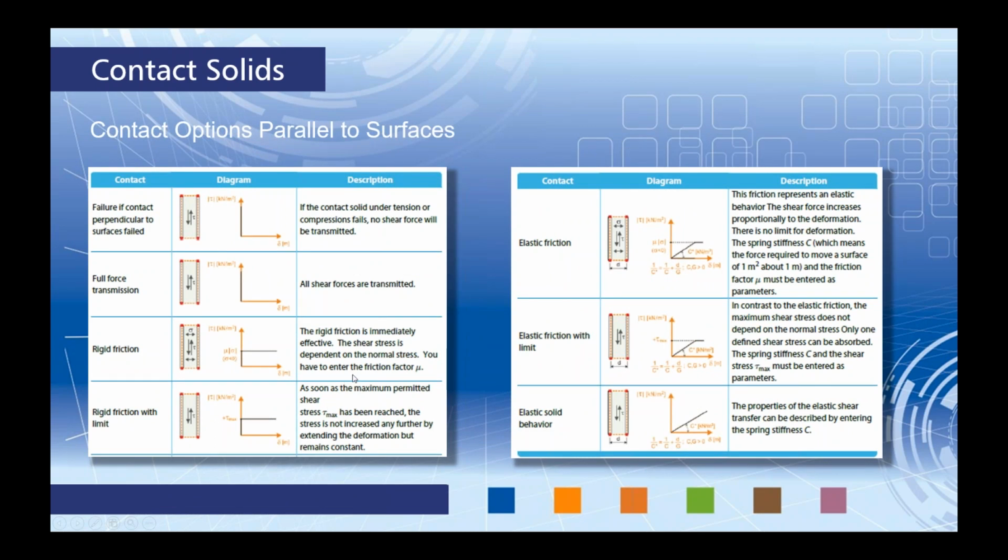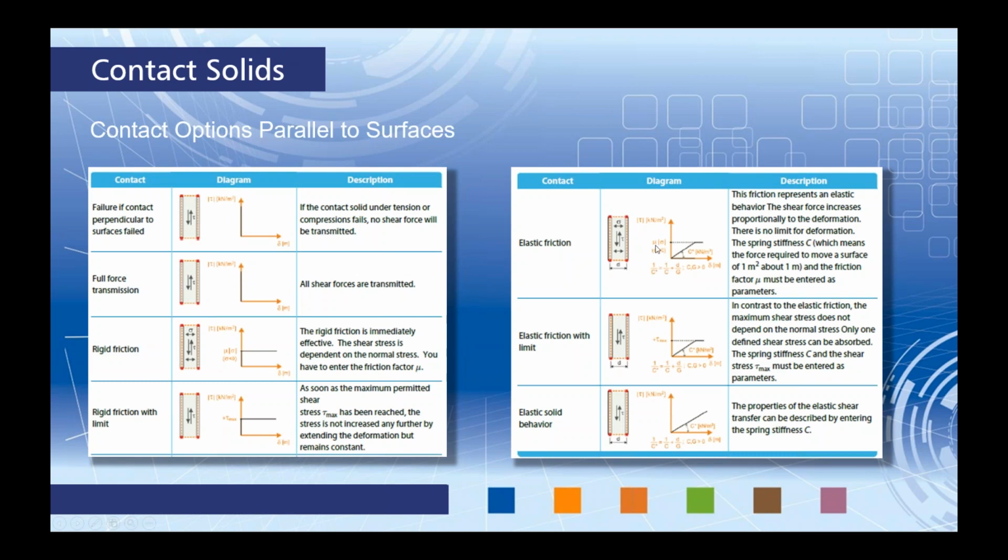However, we're no longer given the option for a friction coefficient factor, but rather a tau max. So what this is saying is that we will have full force transmission between the two surfaces up until a certain value, tau max. At that point, then we'll lose that contact and you won't see the increase of any more of those shear forces or stresses.